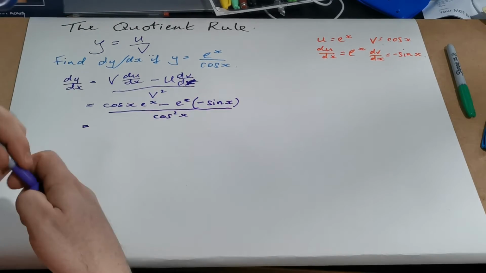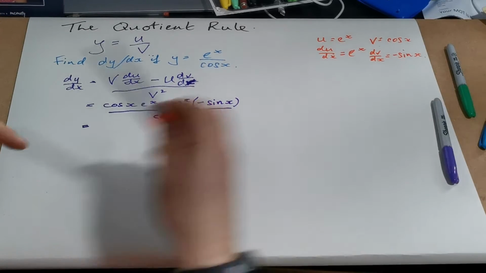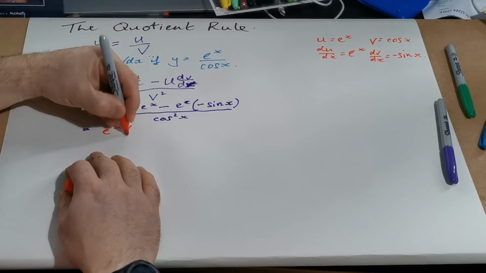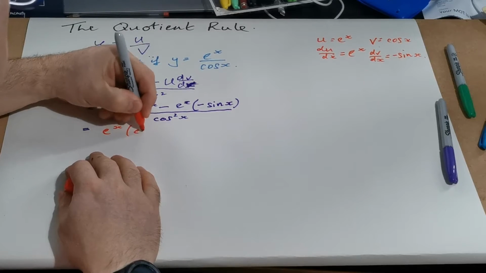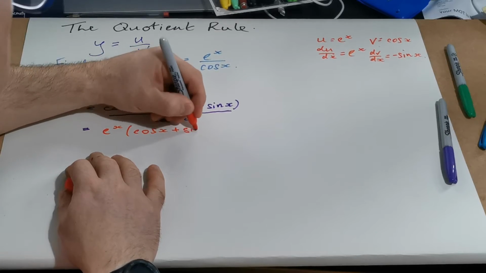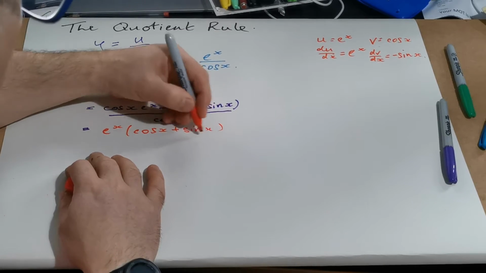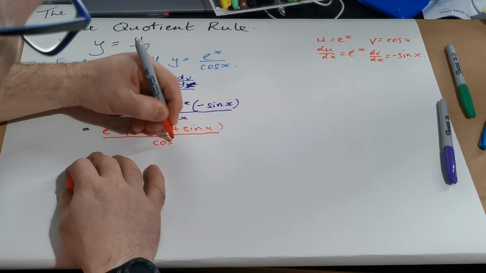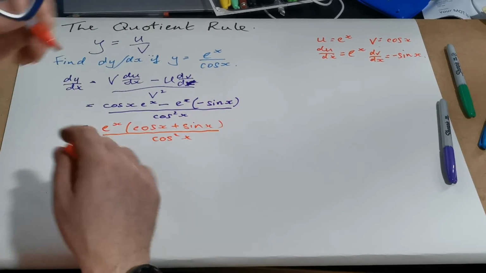So simplifying that up a little bit, we have e to the x as a common factor in both those things. I've got cos x plus sine x, all over cos squared x. And there's our answer.